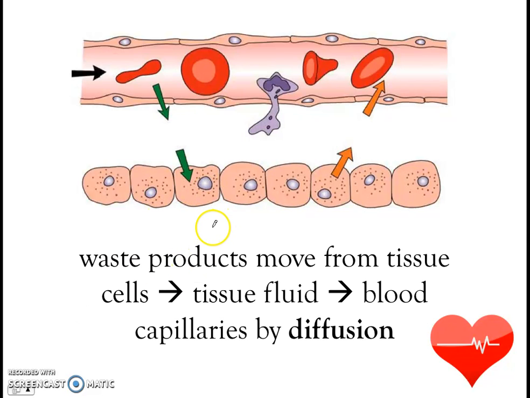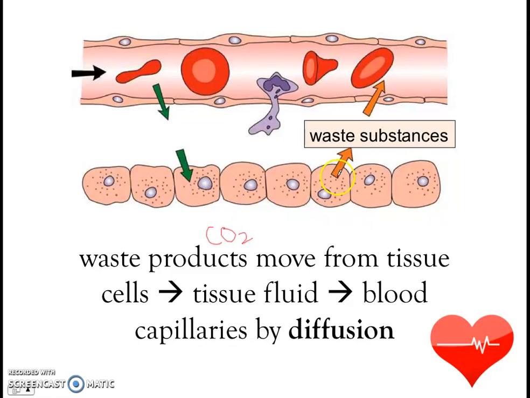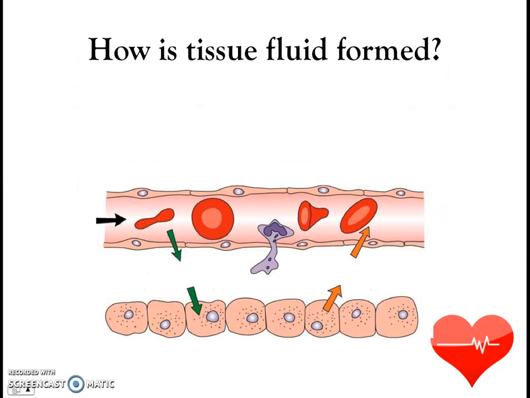Well, waste products, for example, carbon dioxide, tend to move from the tissue cells because the tissue cells produce a lot of carbon dioxide. Okay, carbon dioxide will move from the tissue cells into the tissue fluid, across the endothelium, into the blood capillaries, again by diffusion. Okay, so waste substances move from the tissue cells into tissue fluid, across the endothelium, into the blood capillaries by diffusion. Alright, I'm going to stop here, and in our final video, we'll look at this final question of how the tissue fluid is formed. Right, the tissue fluid is the fluid that surrounds the tissue cells. How is it formed? Alright, so stay tuned for that.